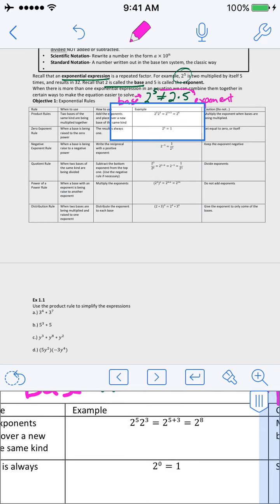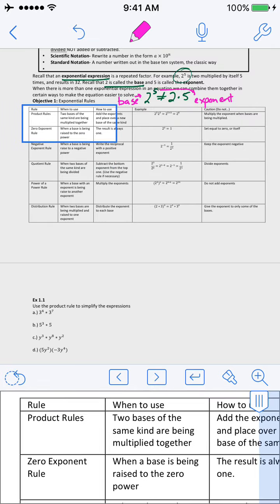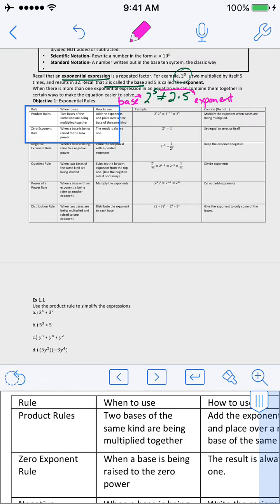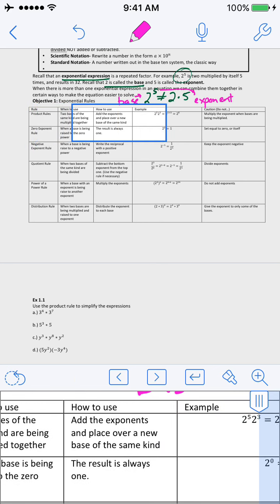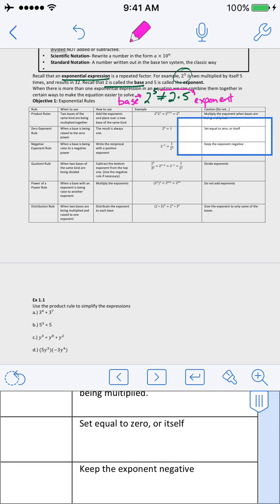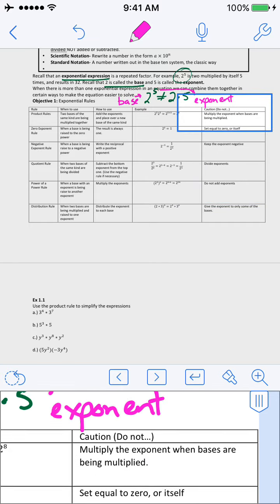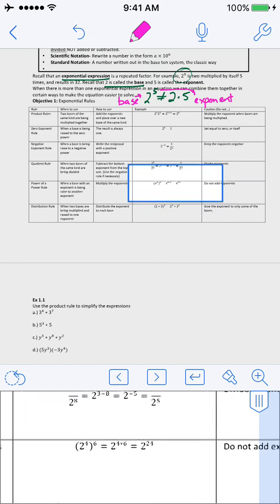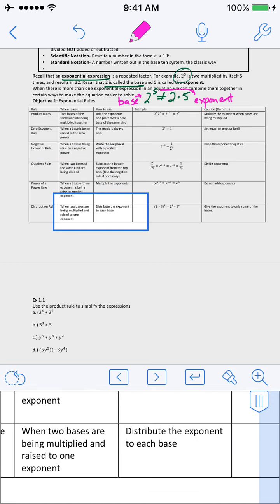You can see some examples right here. This table is for you for when you're doing homework or studying for your tests. It's got when to use, how to use it, examples, and what not to do. This last one is mistakes, so don't take this as what you should do. These are the mistakes people make, so watch out for that. How to use them is right over here.